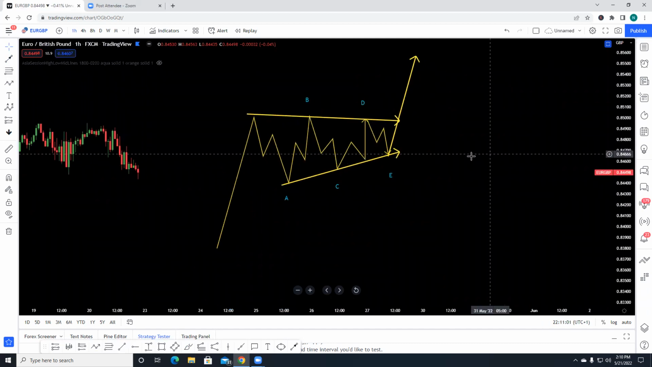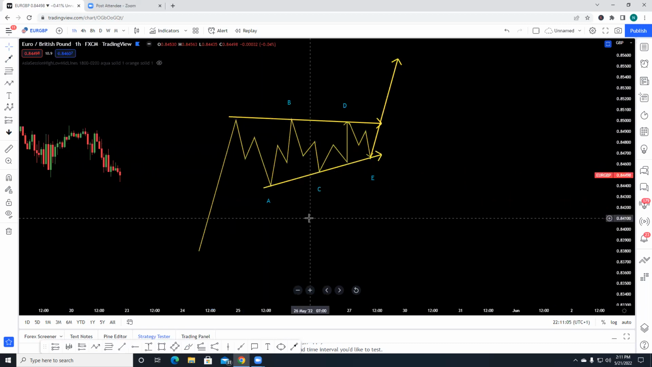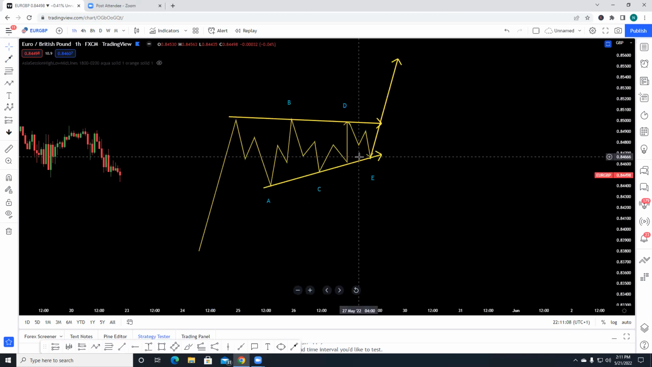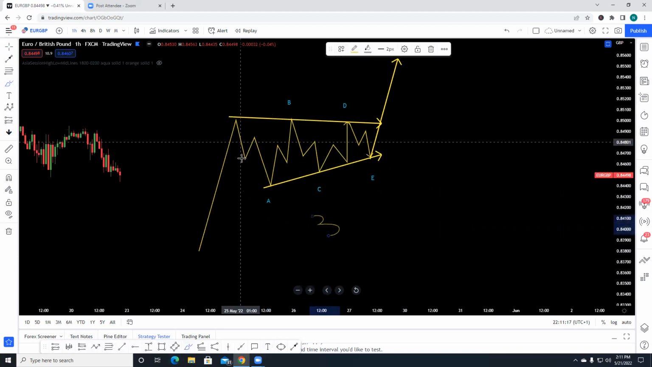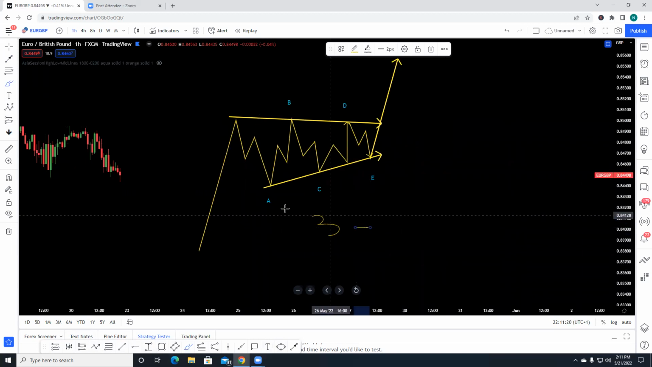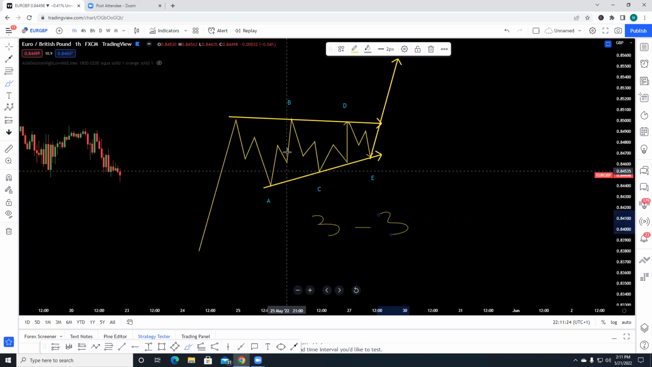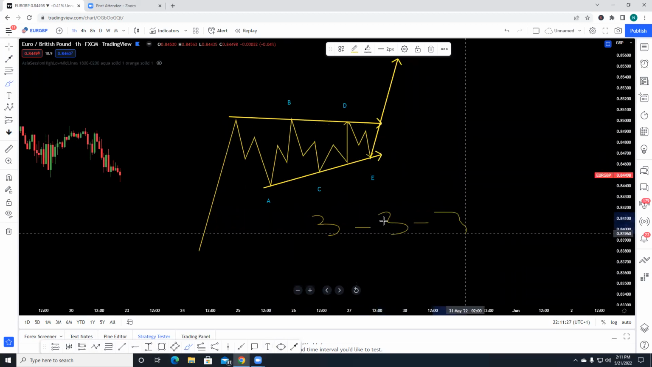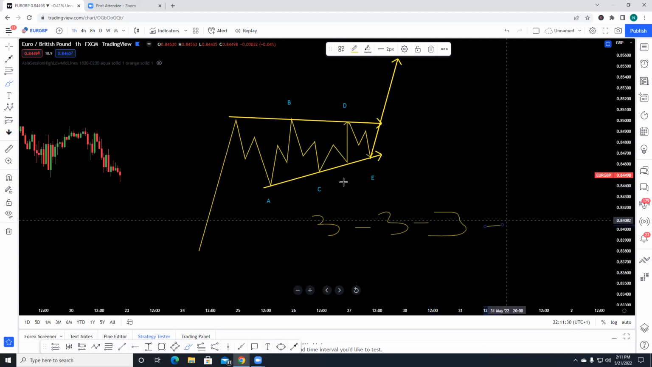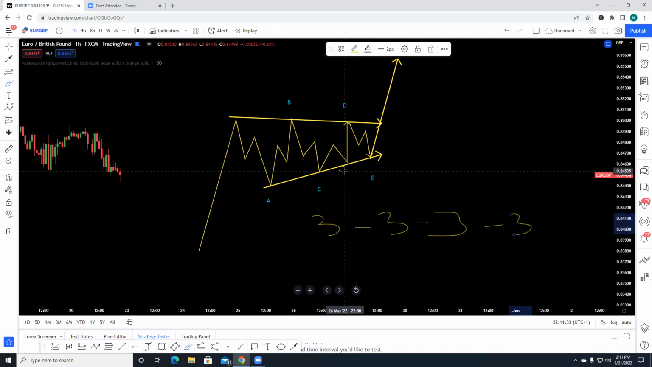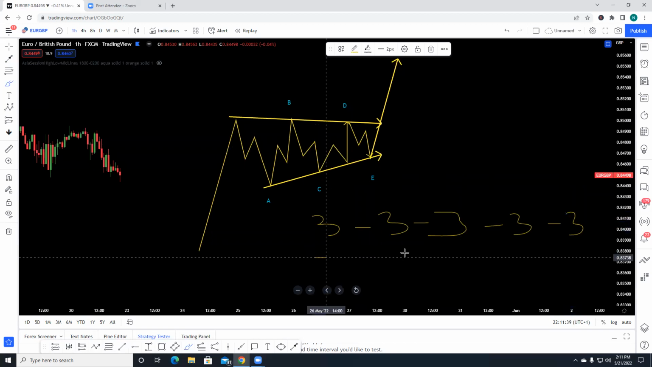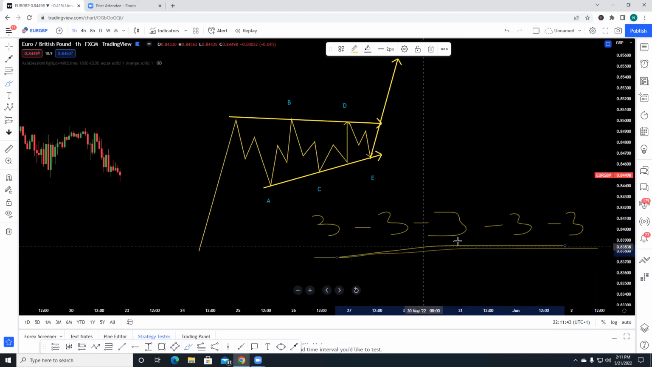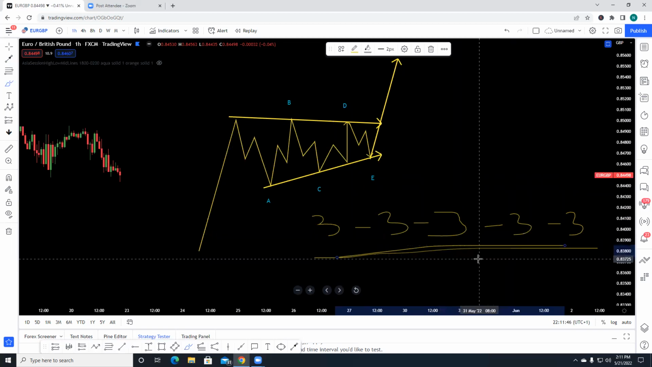So a triangle is essentially a five-wave structure with a 3-3-3-3-3 structure. What do I mean by 3-3-3-3-3 structure? It means that wave A is made up of three waves, which is 1, 2, and 3. And then wave B is made up of three waves, 1, 2, and 3. Wave C is made up of three waves, which is 1, 2, and 3. And then wave D is made up of three waves, 1, 2, and 3. And the last wave is made up of what? Three waves, 1, 2, and 3. So a triangle is essentially a 3-3-3-3-3 structure. Do you get it now?